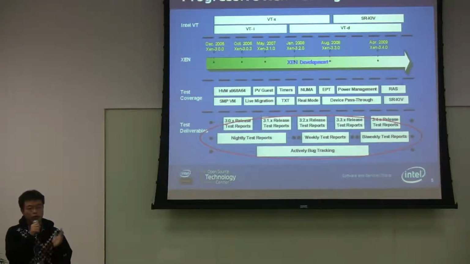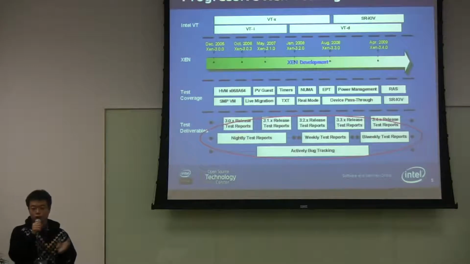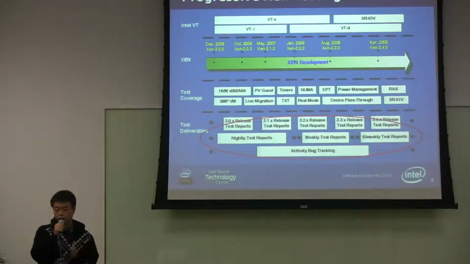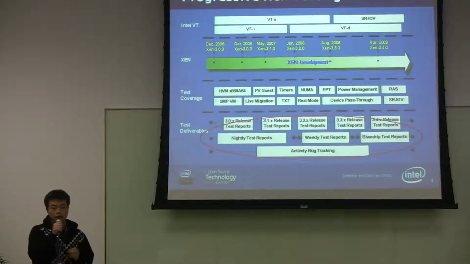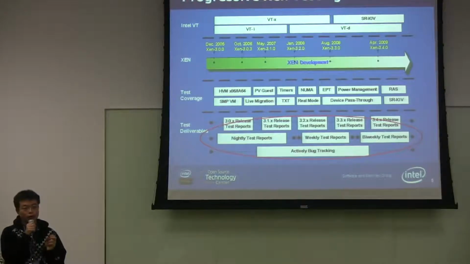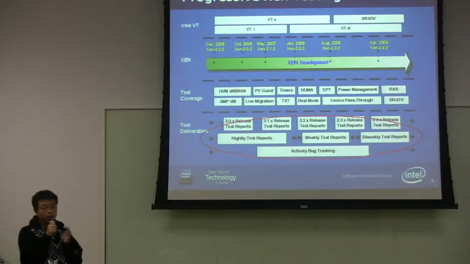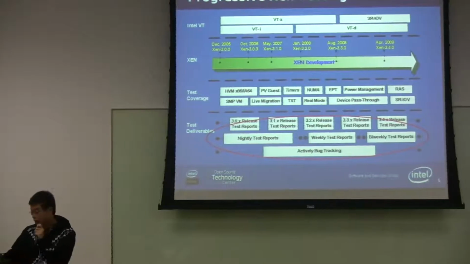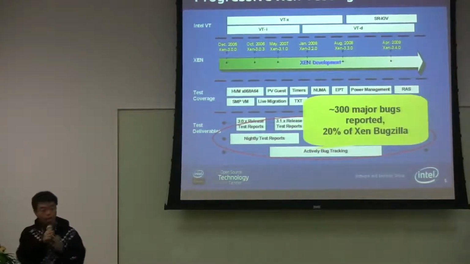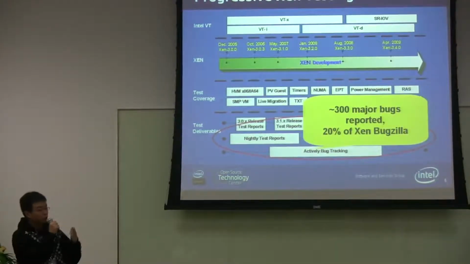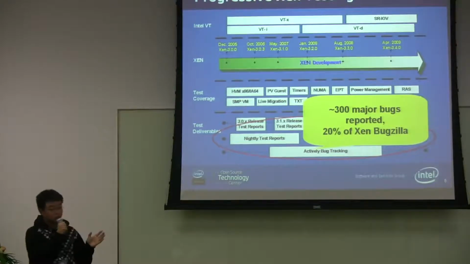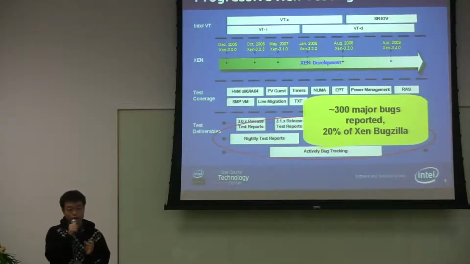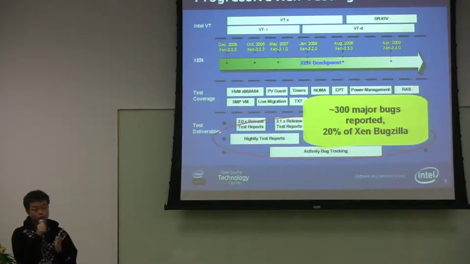Besides that, we also work closely with Zen unstable tree development and report and track all the bugs through Zen Bugzilla. Now you can see, we have reported about 300 major bugs to Zen Bugzilla. It's almost 20% of Zen Bugzilla. Pretty nice work, right?